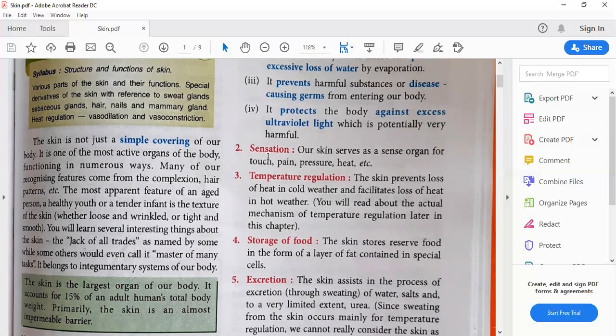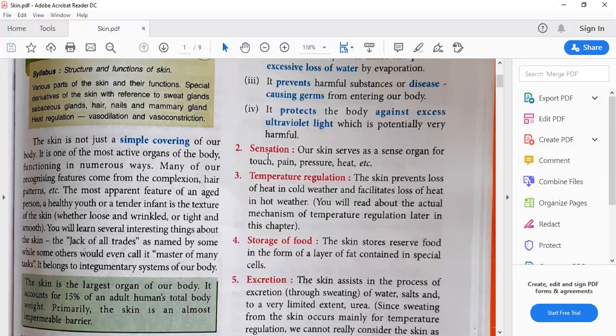Okay, third one is the temperature regulation. Now it can prevent loss of heat in cold weather, and it can facilitate loss of heat in hot weather. So दोनों काम कर सकता है. So in cold weather, it will try to restrict the heat, and in hot weather, it will try to release the heat. Then storage of food. So skin serves as reserve food in the form of a layer of fat.